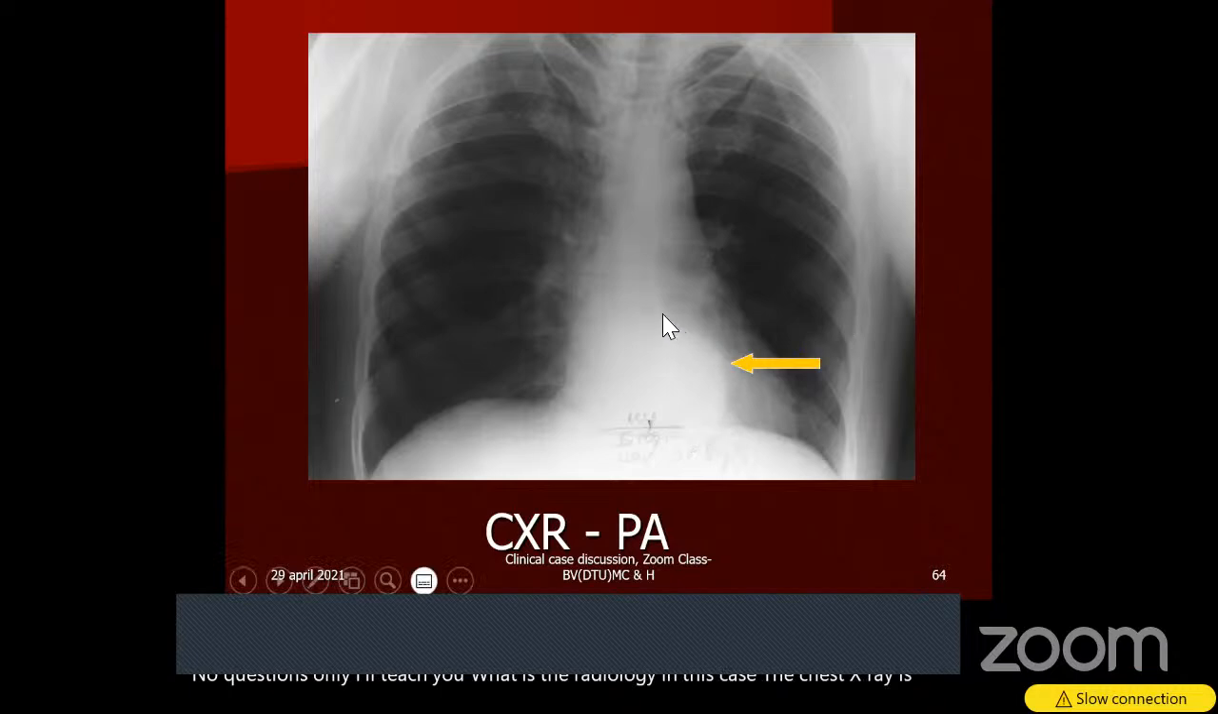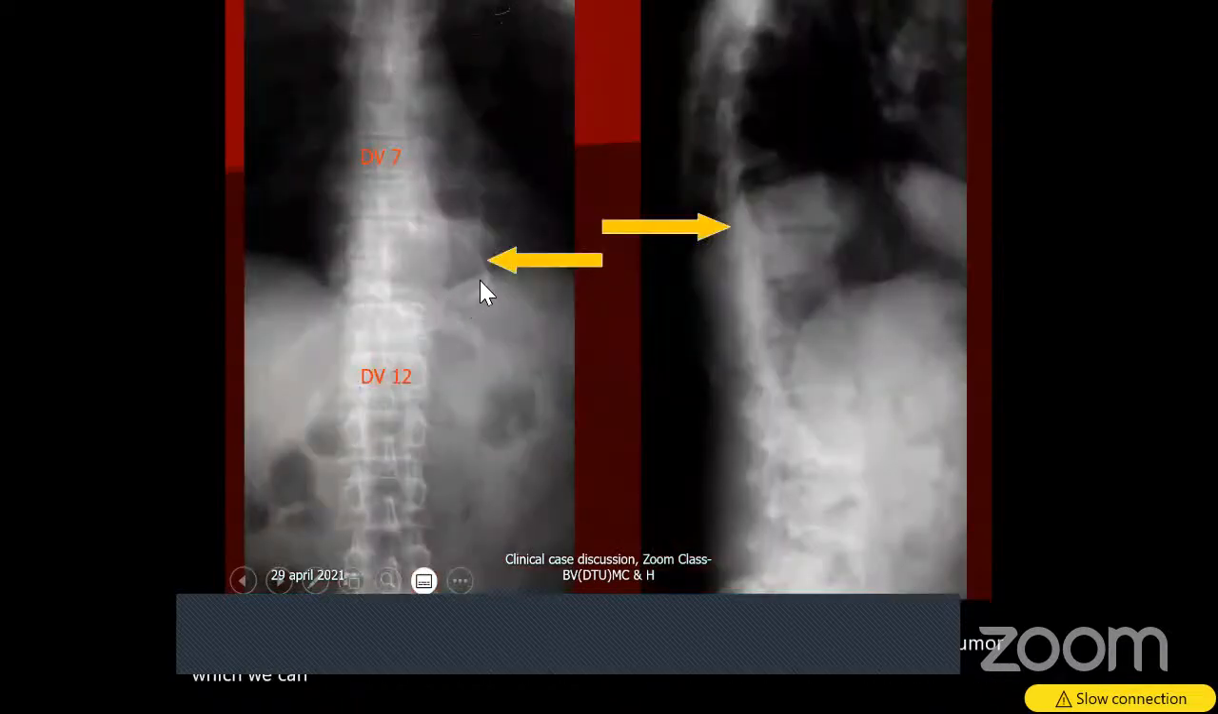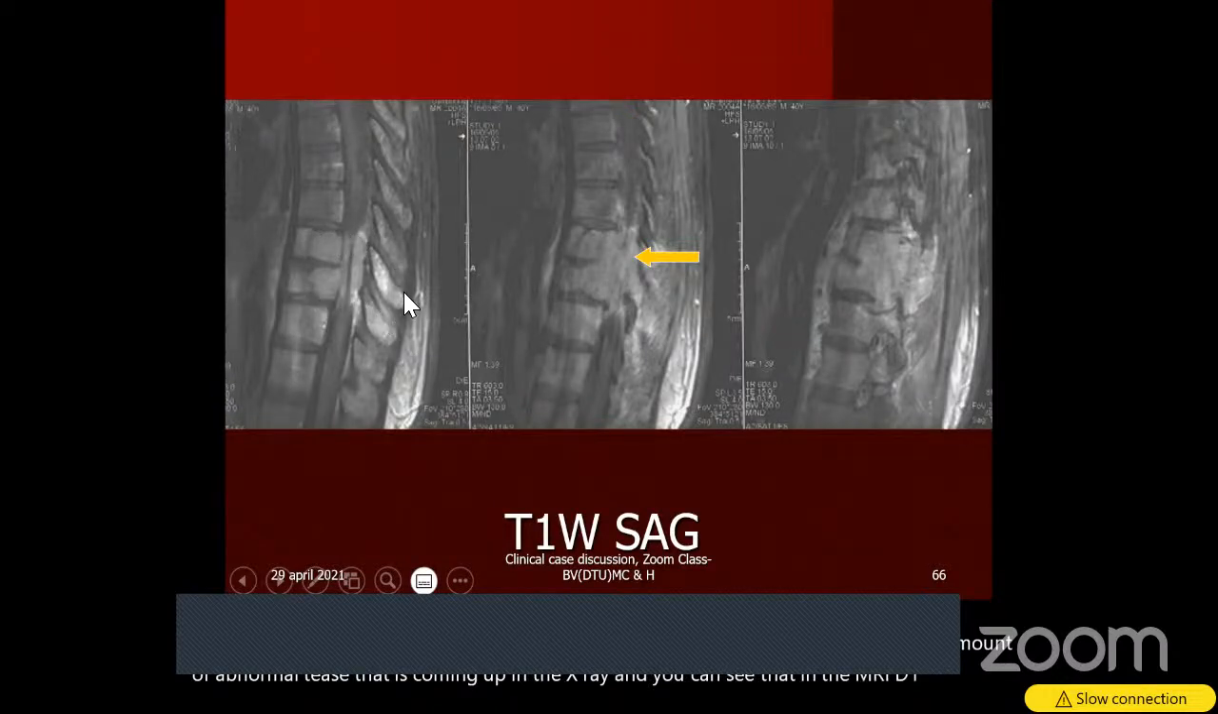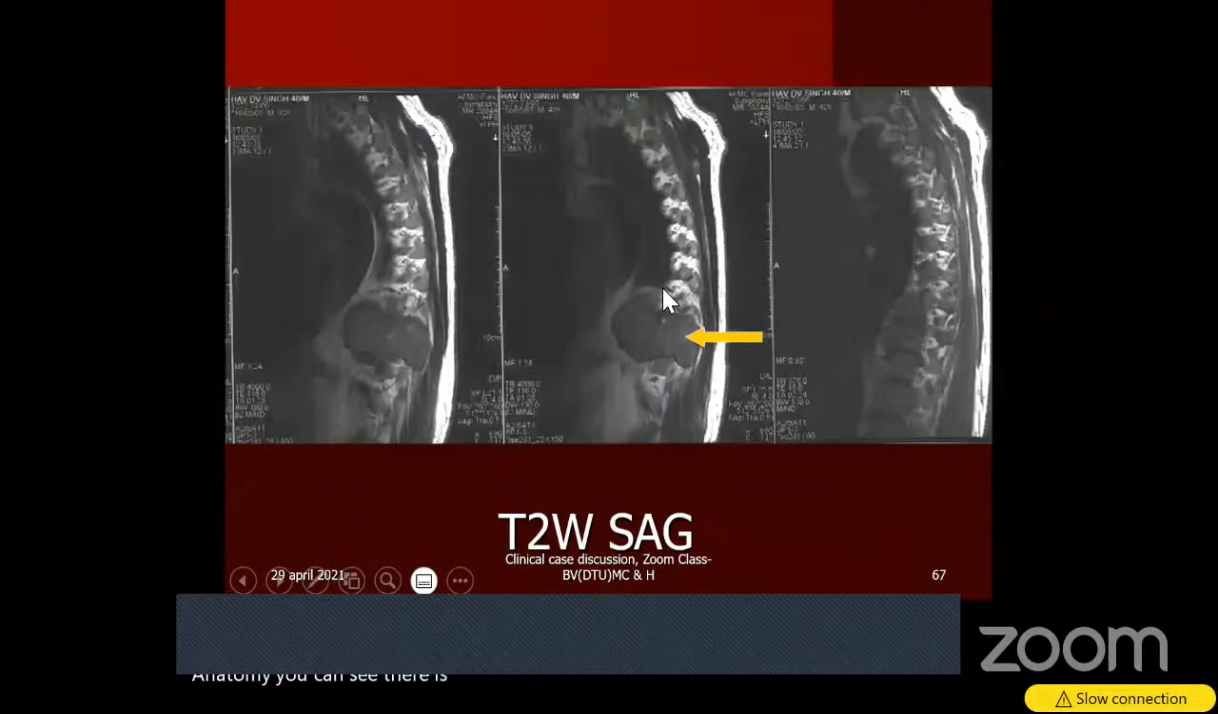It could be a tumor, which you can see, and you can see some shelving here. You can see some amount of abnormality coming up in the X-ray, and you can see that in the MRI, T1 weighted image, which is important for anatomy. You can see there is a tumor which is marked here, and that is a tumor which is very big.